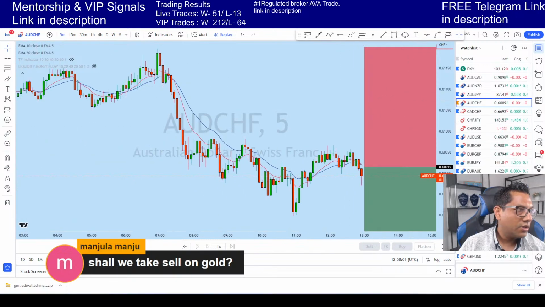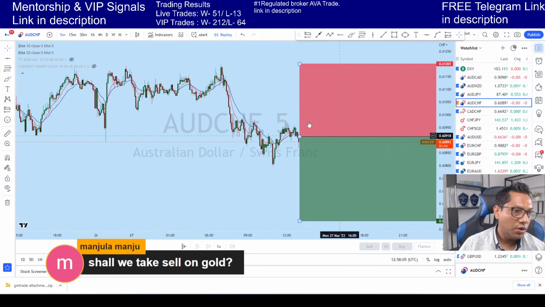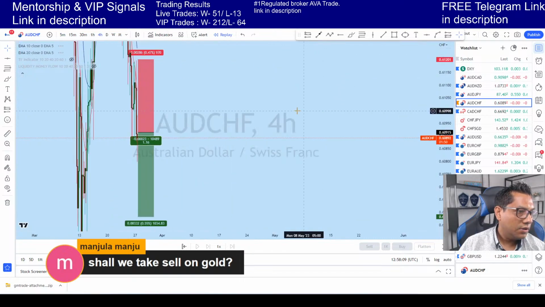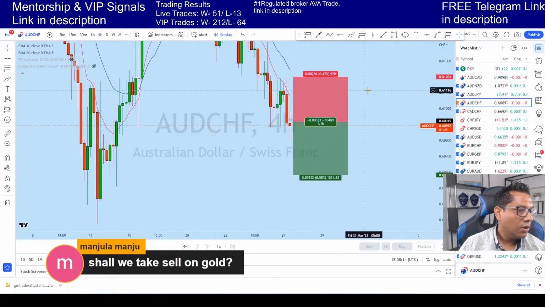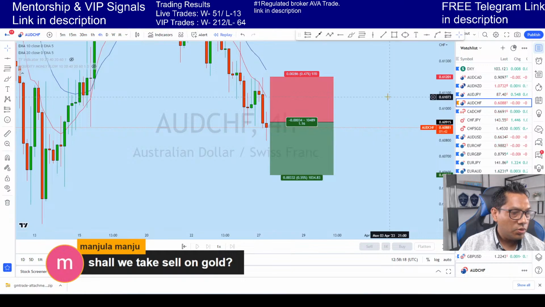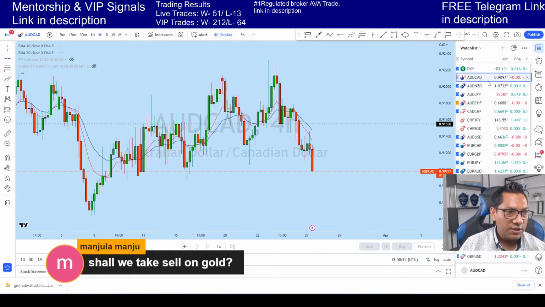So we have another trade running also in Aussie CHF. This one also is moving in the profit zone now. I think this one also should be in profit zone. Okay, we see a 4-hour candle close. This one I'm going to close with profit. I think a candle is closing, let me see. There is a candle close.